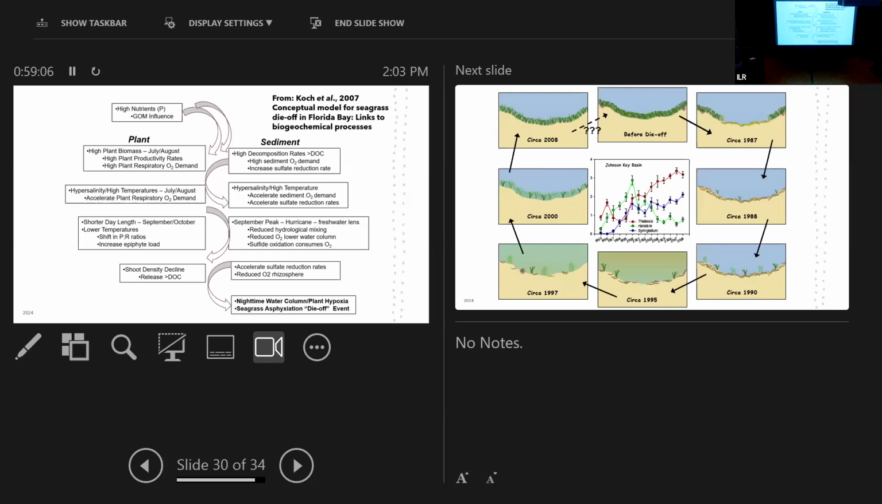Hypoxia is low O2, low oxygen. So it basically asphyxiated the system, and you could pull the seagrass right out of the culms, and it was just dying from the roots.